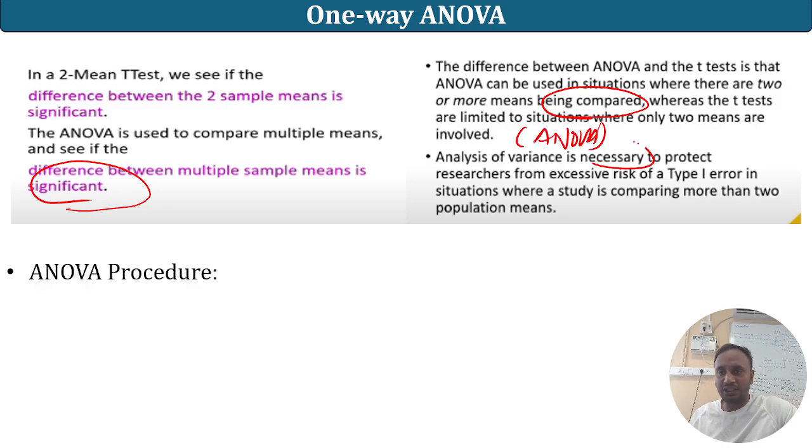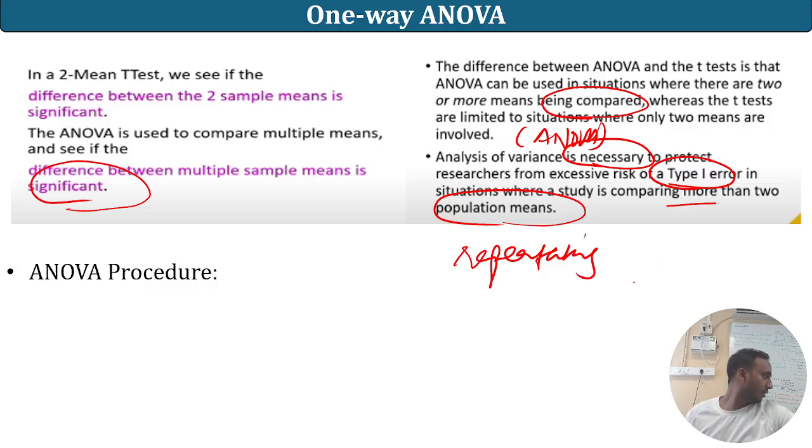ANOVA is actually necessary to protect the researcher from excessive risk of type 1 error. I told you this in the starting also. In a situation where a study compares more than two groups, we could do repetitive t-tests, but the chance of type 1 error increases. In that case, we have to go with ANOVA.